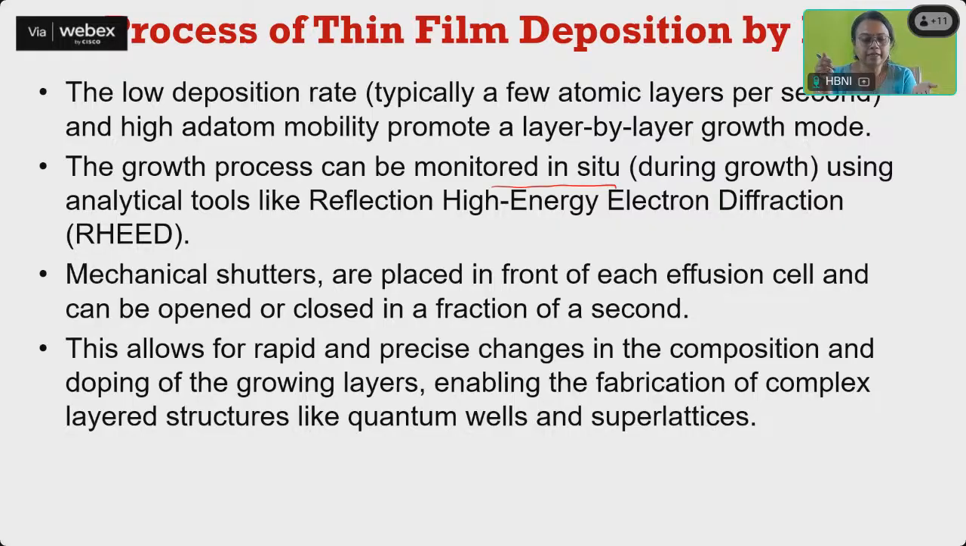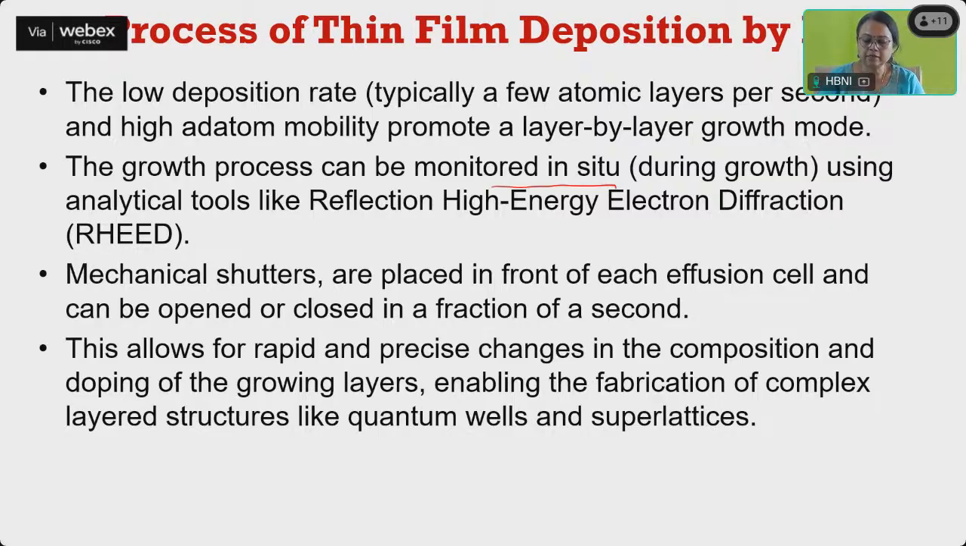But here analytical tools like RHEED, reflection high energy electron diffraction, can be used because they give you information. There is also LEED, low energy electron diffraction. These give us information about how the layer is forming, whether it is layer by layer growth or island growth, and if you want to find out the rate of growth, you can use these techniques along with the MBE instrument.